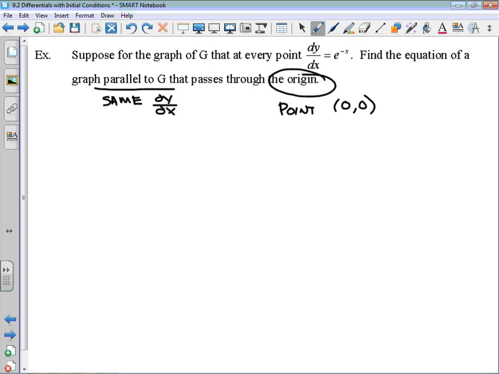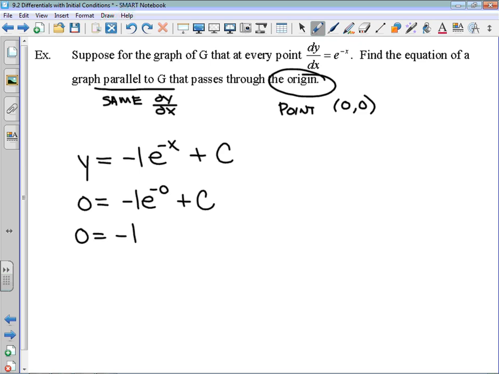So if dy over dx is equal to e to the -x, then y is equal to -1 times e to the -x plus our constant of integration. And now that we know it goes through the origin, I can say that 0 must be equal to -1 times e to the -0 plus a constant. That is, 0 is equal to -1 times 1 plus that constant. If 0 is equal to -1 plus c, when I move that 1 to the other side, I get that 1 is equal to my constant of integration.